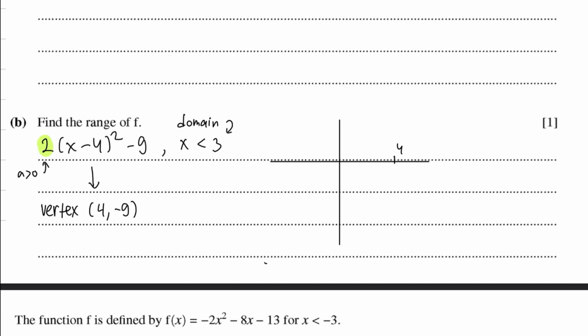4 is here, minus 9 is here. So the graph looks like this. This is your vertex, and it's facing up because a is positive. Kind of like this. This is just a sketch. And after that, because we limit our domain, now our domain is not at the vertex, x less than 3.